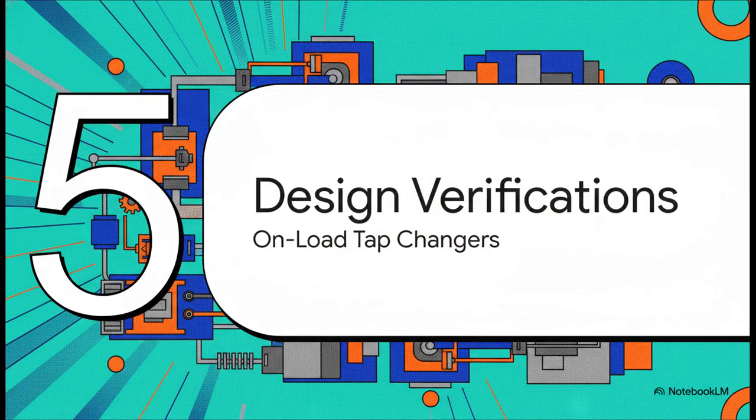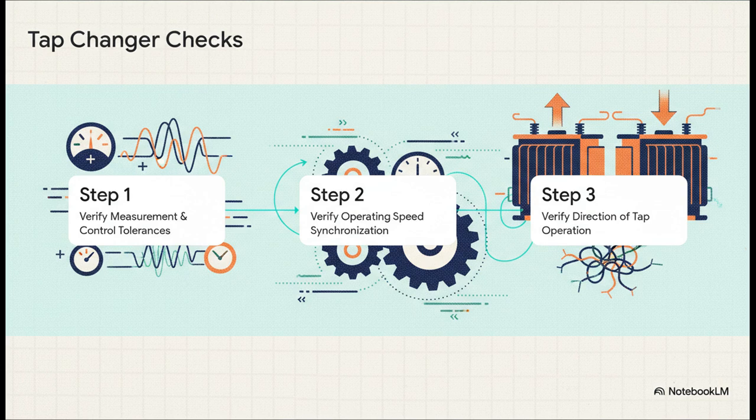Okay, final section. Let's drill down on one critical component that often adds a layer of complexity to parallel operation, the on-load tap changer, or OLTC. Getting the coordination right here is absolutely essential. To make sure your OLTC-equipped transformers are working together and not against each other, you have to run these checks.